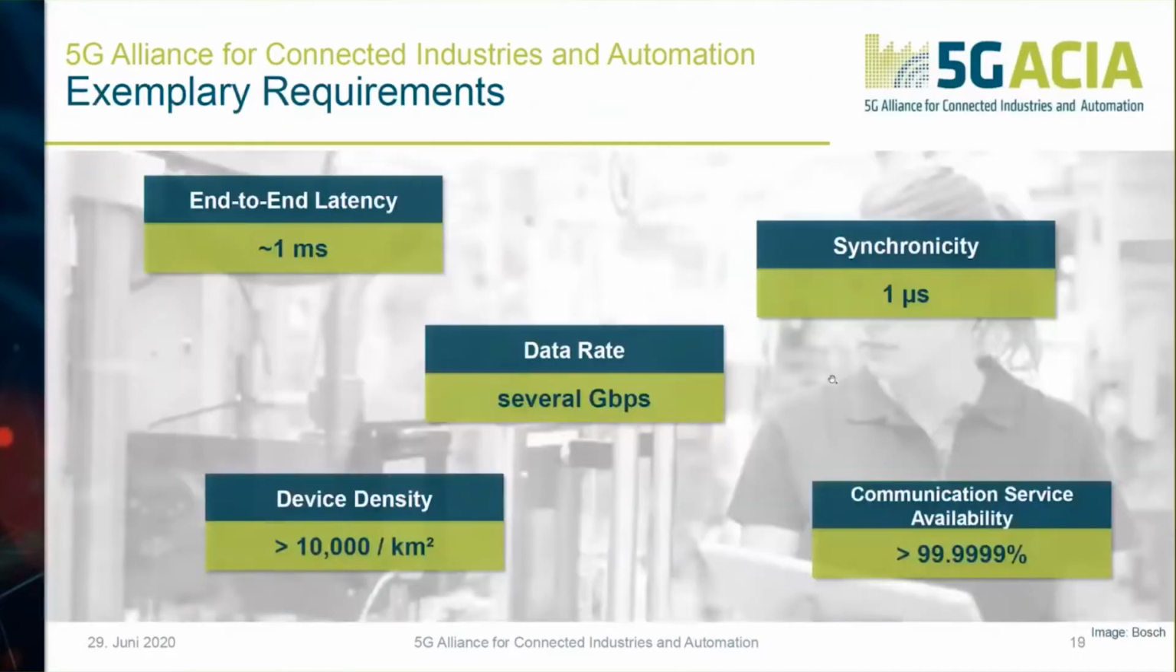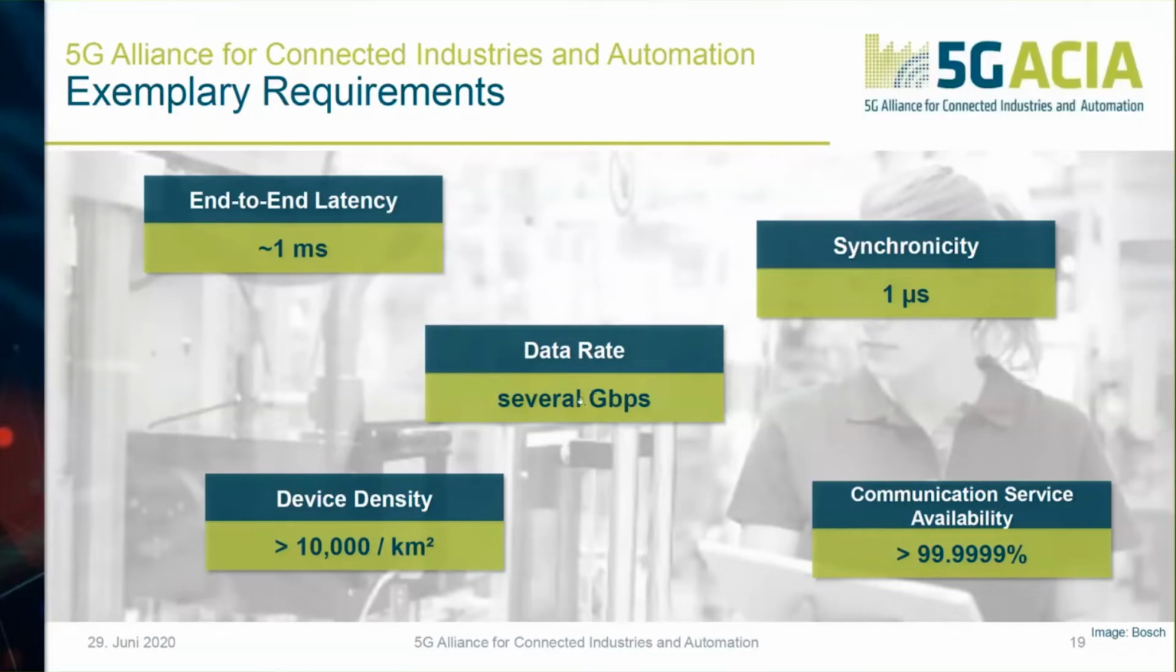If we look at some of the requirements, and that's really just a snapshot to give you a gut feeling of what we're talking about in production. These are of course extreme requirements, but there are use cases, if we think of closed loop control applications, for example, where we really have a need for very low latencies down to the 1 millisecond level. Also, high synchronicity is required in many cases. So 1 microsecond is one key KPI here. Synchronicity means that the clocks in different devices are tightly synchronized with this accuracy.